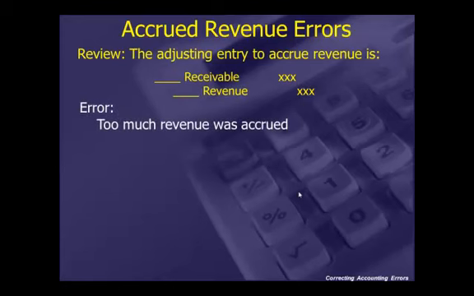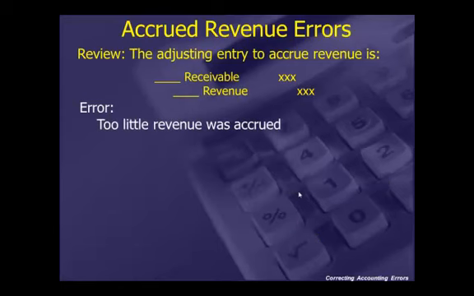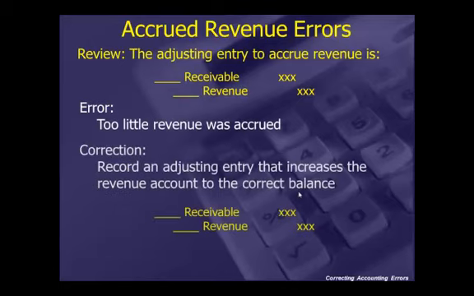Another error, too much revenue was accrued. So you debited receivable for too much and you credited revenue for too much. Well, you need to find out how much. You record an adjusting entry with the accounts reversed. You're debiting revenue, crediting the receivable, and you're doing so by whatever amount that was too much. Too little revenue was accrued. Well, you need to record another adjusting entry, debit the receivable again, credit the revenue by the additional amount that you need.